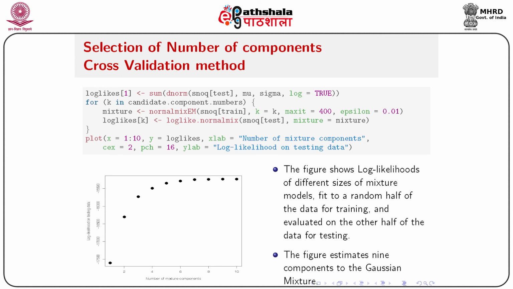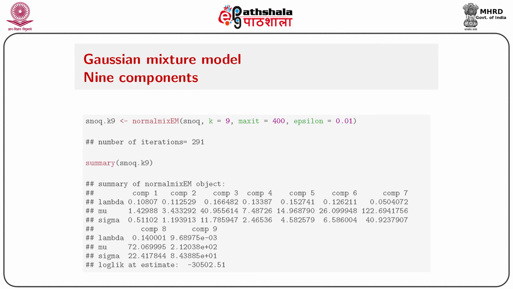The figure suggests a 9 component Gaussian mixture. See, this is 1, 2, 3, 4, up to 9. See, at 9 it becomes flat. After that it's flat, so we can consider 9 as the component size. So the 9 component Gaussian mixture model can be fit here.